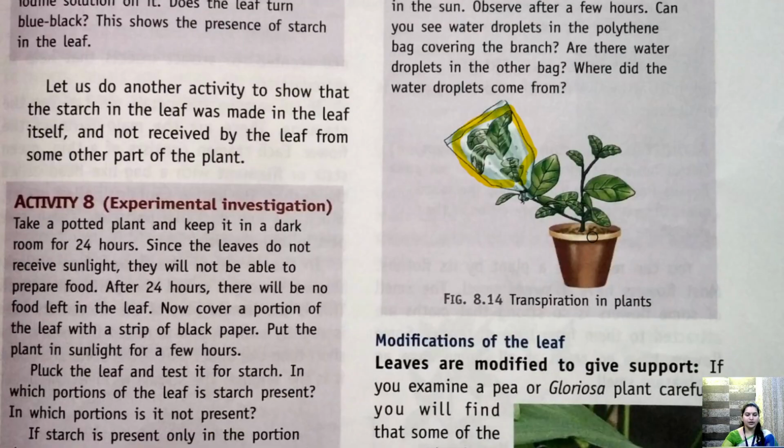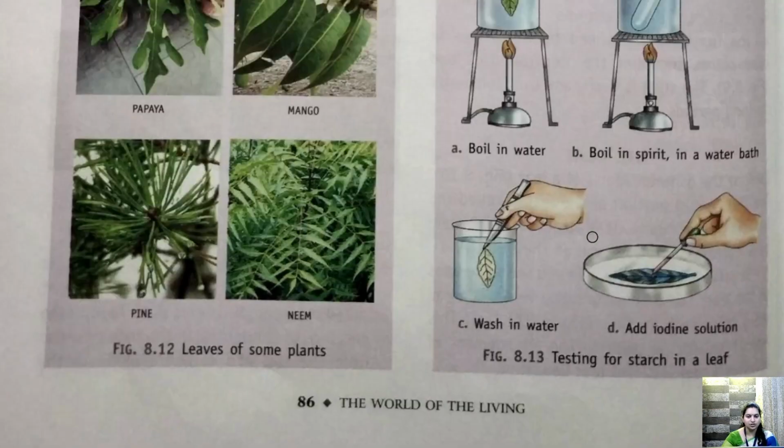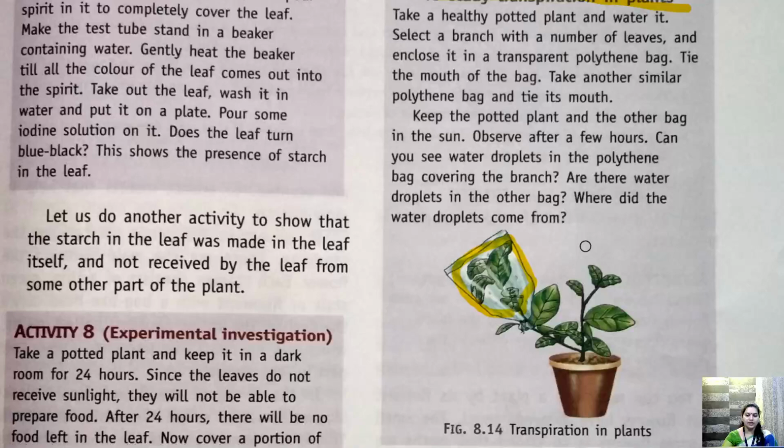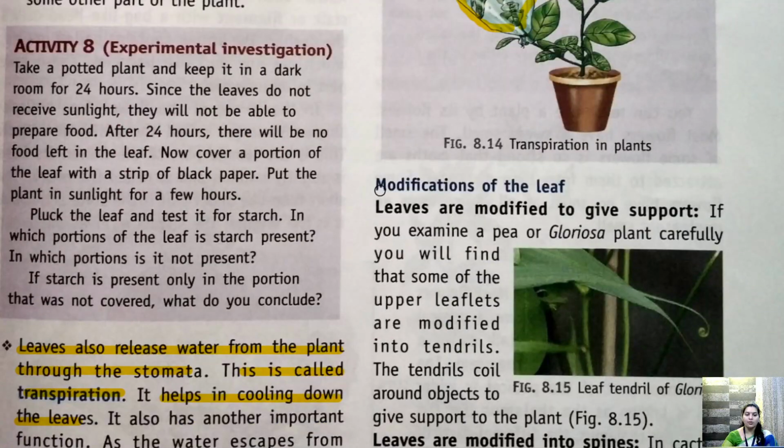Okay, so we have talked about the functions of leaf. Now let's see how leaf are modified. Apart from these functions, what other function does the leaf does? So what are the functions? Leaves are modified to give support, like it is forming a tendril. हमने tendril कहाँ पढ़ा था? Tendril हमने पढ़ा था stem में. वैसे ही leaf भी tendril form करता है.